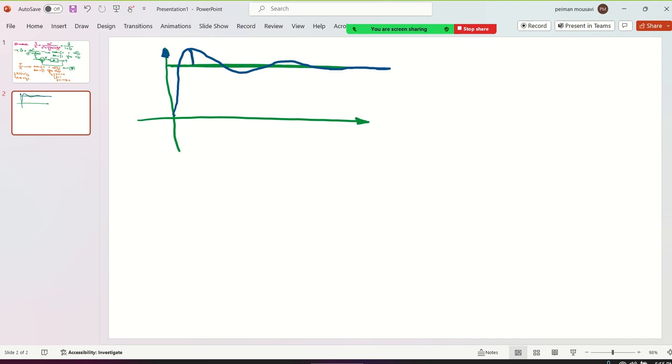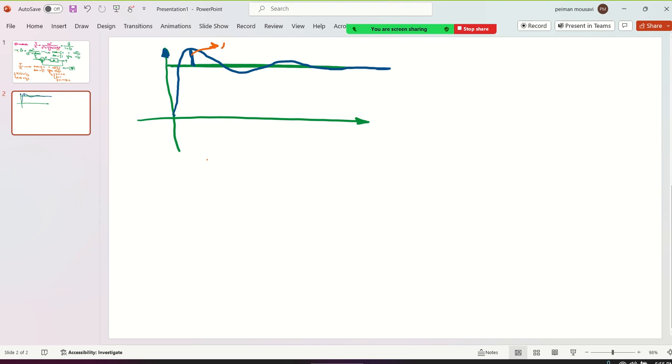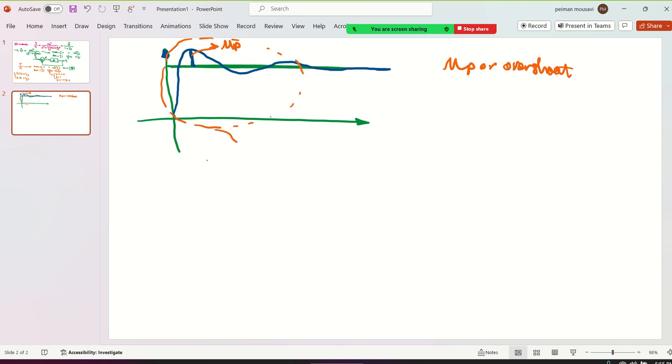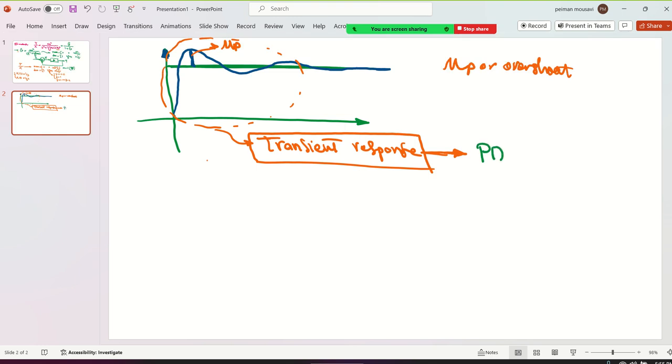As I told you, we have two parameters that we design the controller based on. One of them is MP, maximum peak or overshoot, and this is for the transient response. I'm just showing you, not teaching you now, just telling you. If you want to fix or modify the transient response in control after graduation, you have to design a PD controller. Proportional derivative. I'm going to teach you later.